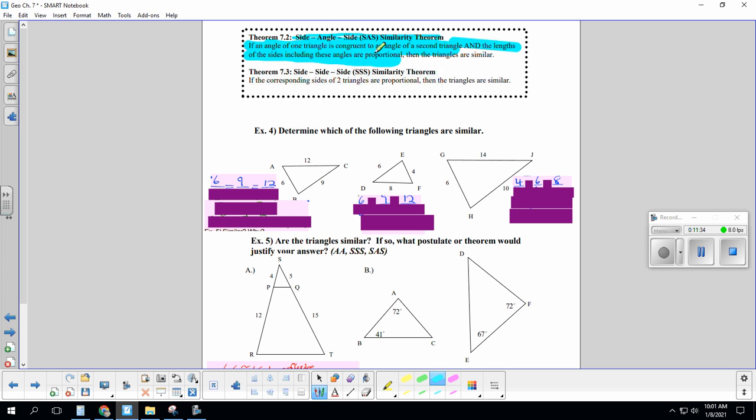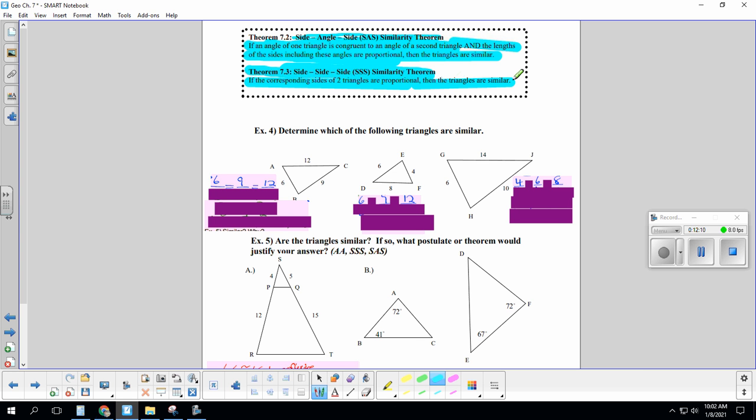So you need one angle, and then the lengths of the sides that include the angle are proportional. Then the triangles are similar. So one angle, and the sides that include the angle are proportional. Okay, side side side similarity says if the corresponding sides of two triangles, so that's all of the sides, are proportional, then you can call out that the triangles are similar.